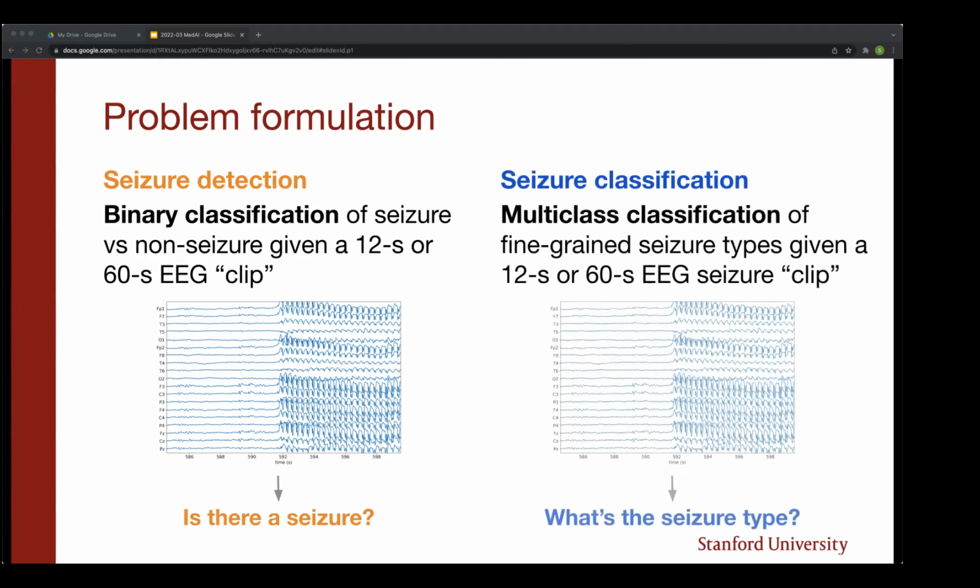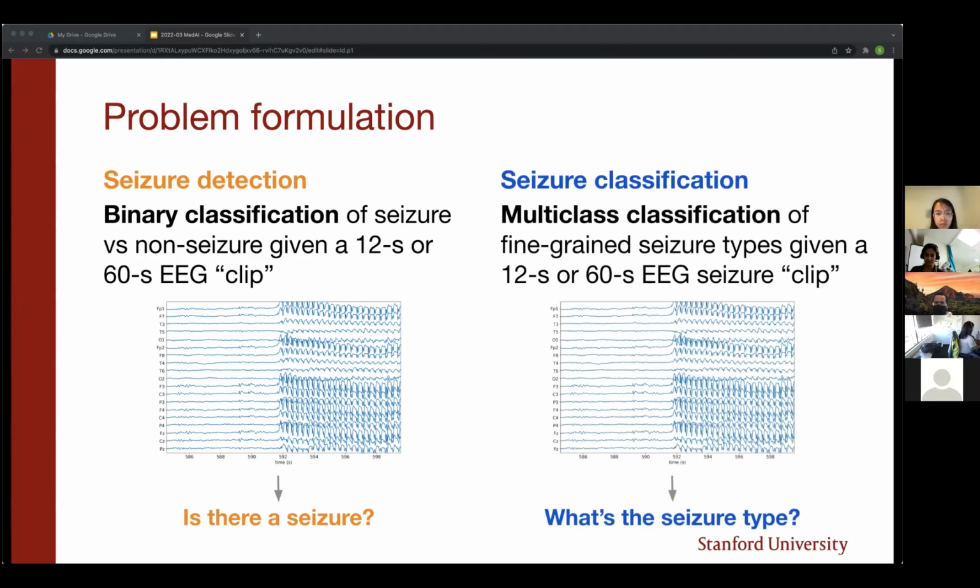And seizure classification is a multi-class classification of the fine-grained seizure types given a 12-second or 60-second EEG clip.